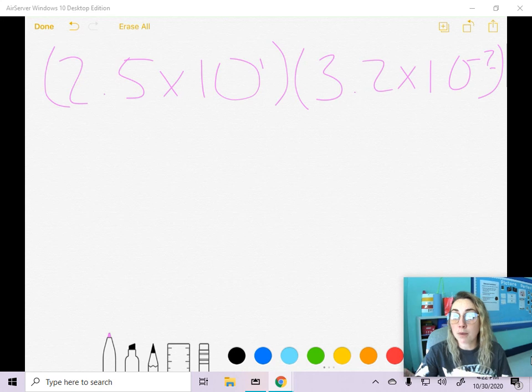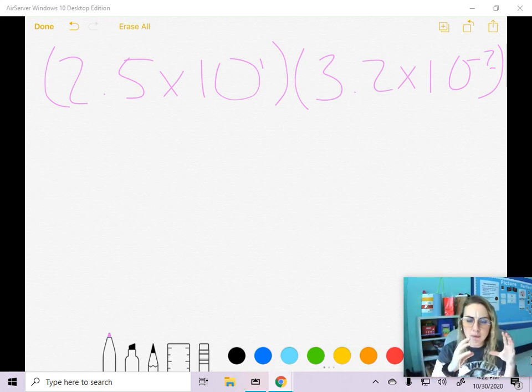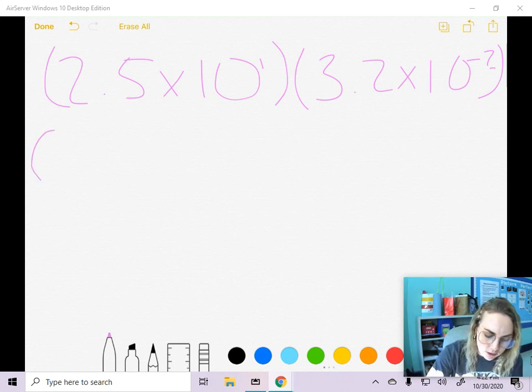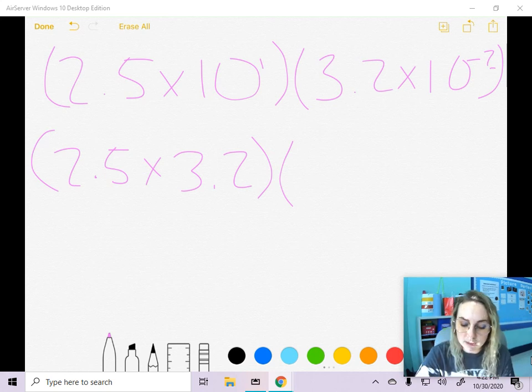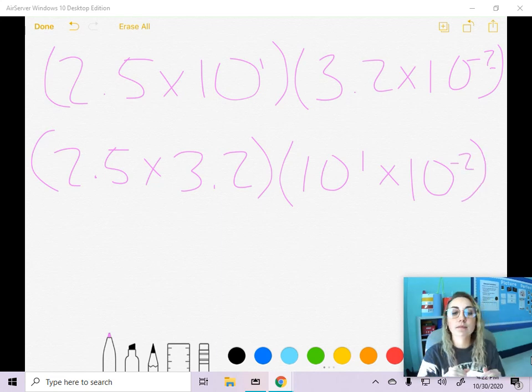That didn't really help, but I hope you know that that second exponent is a 2. Again, all you have to do is group the first part and then group the second part. So let's do 2 and 5/10 times 3 and 2/10. And then we can group the second part, which is 10 to the first power, and we're going to multiply that by 10 to the negative second power.